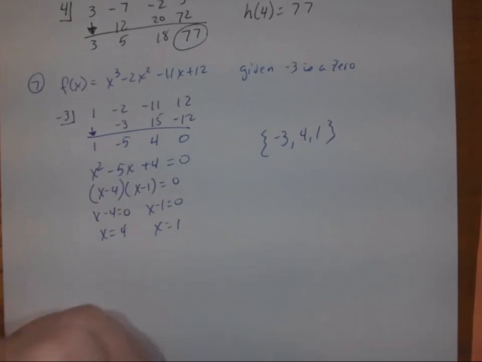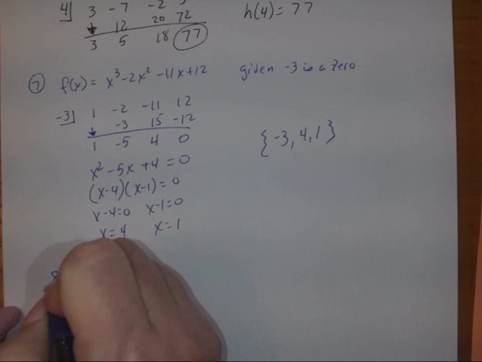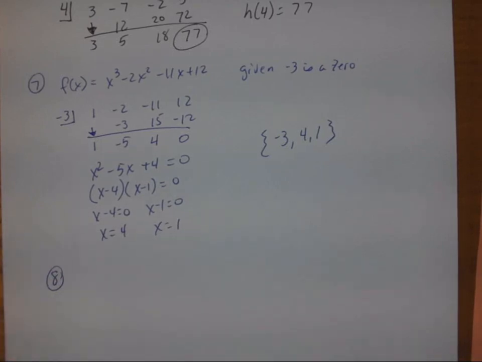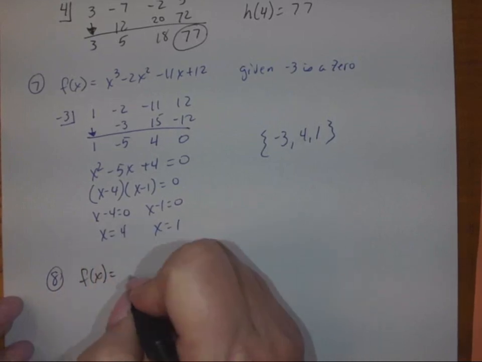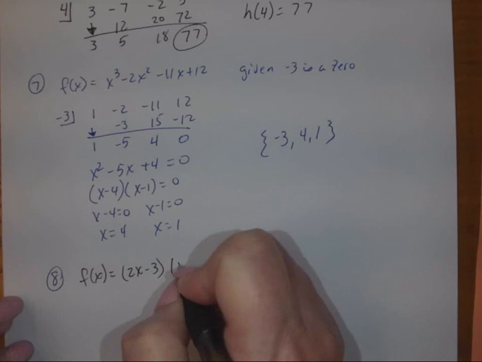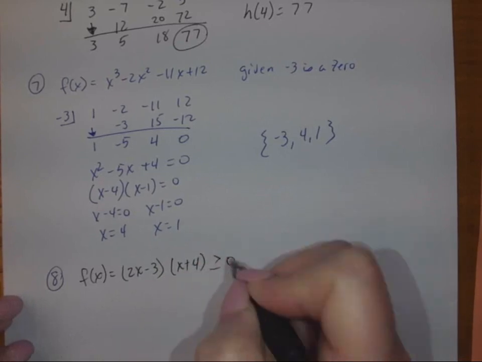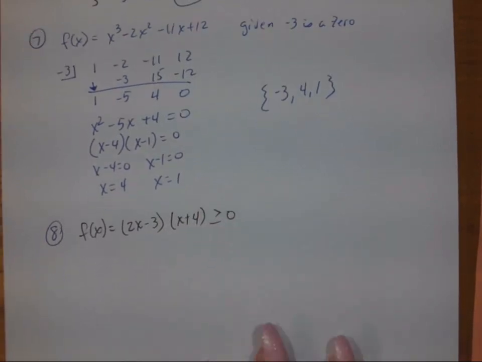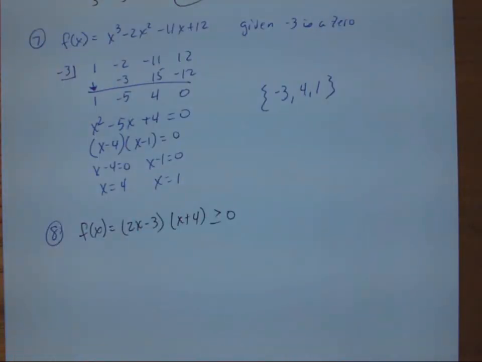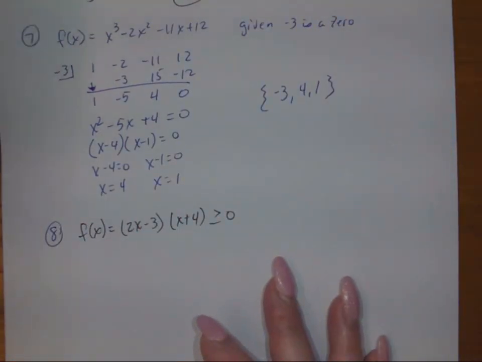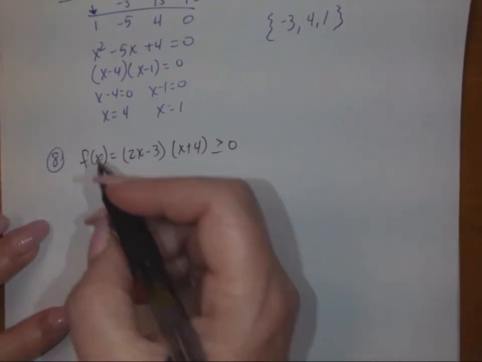So number 8. On question number 8, we are looking to do an inequality problem. The problem that we are given is f of x equals 2x minus 3 times x plus 4 greater than or equal to 0. For solving our inequality problem, we need to graph the solution on a real number line, find some test points, and then find the actual answer. So the first thing we want to do is take that inequality and set it equal to 0.